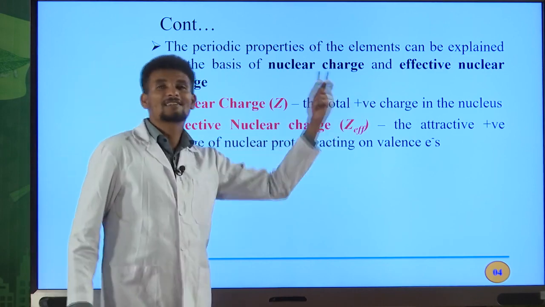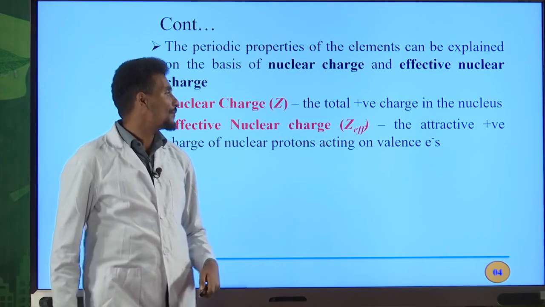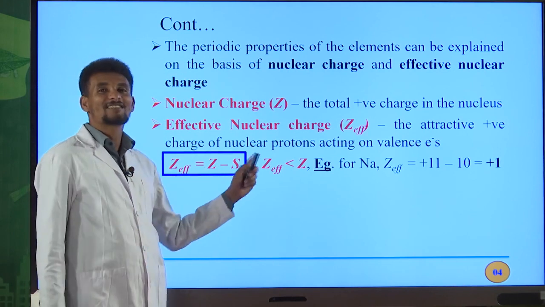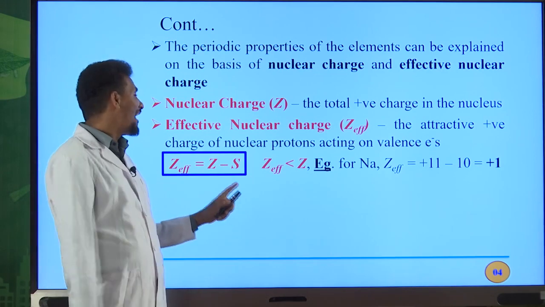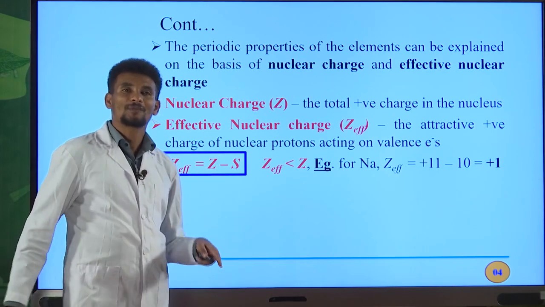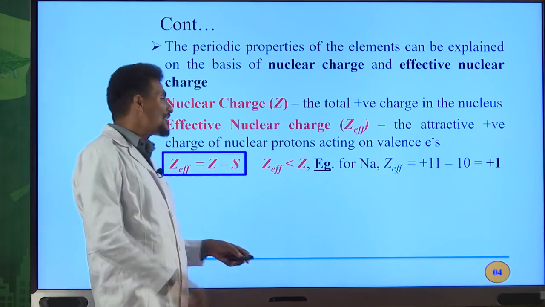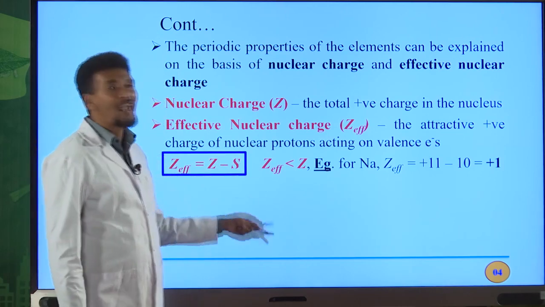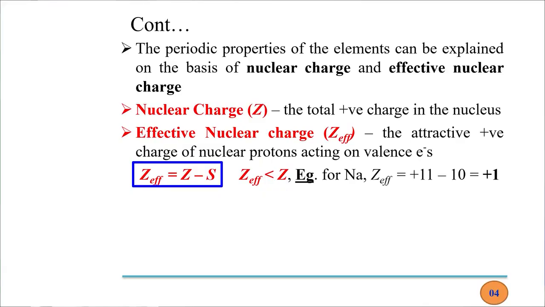Z effective is the attractive positive charge of nuclear protons acting on valence electrons. It can be calculated by using this formula: Z effective is equal to Z minus S. What is Z? This is the nuclear charge, the number of protons in the nucleus of the atom. S is the inner electrons that shield the valence electron, designated by capital S. And all the time, Z effective is less than Z. Effective nuclear charge is less than nuclear charge, or the number of protons, for the atom.